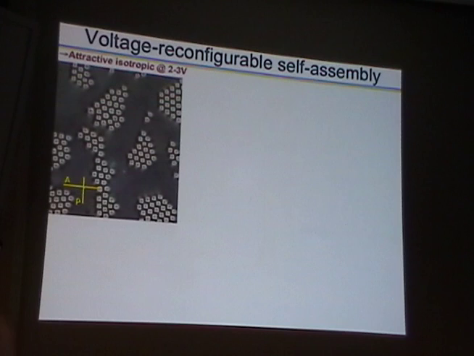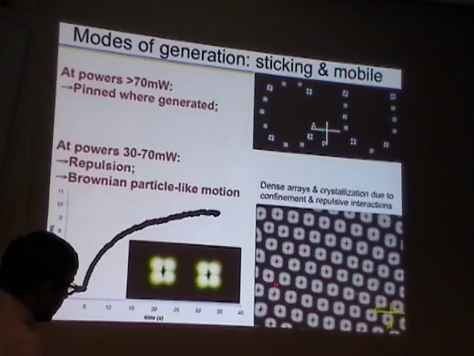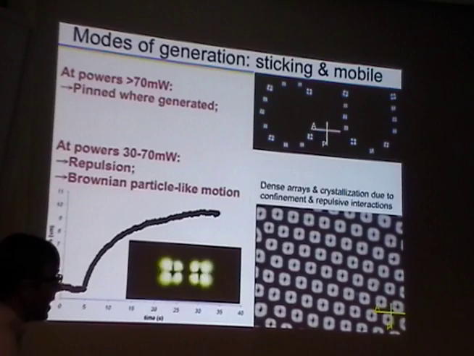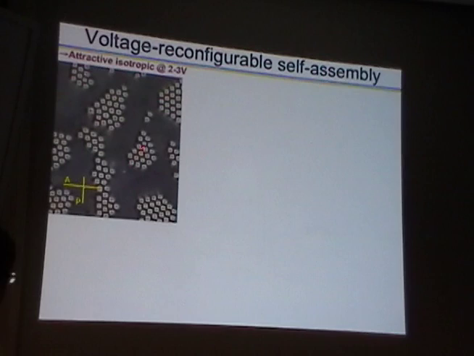But we can also control the nature of those interactions, and in a liquid crystal of this type, we can turn repulsive interactions into attractive interactions. See how those hexagonal lattices with pretty large periodicity can become hexagonal lattices with much smaller periodicity just because we switched repulsive interactions to attractive interactions.